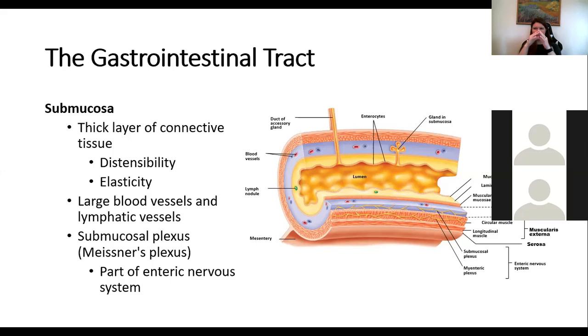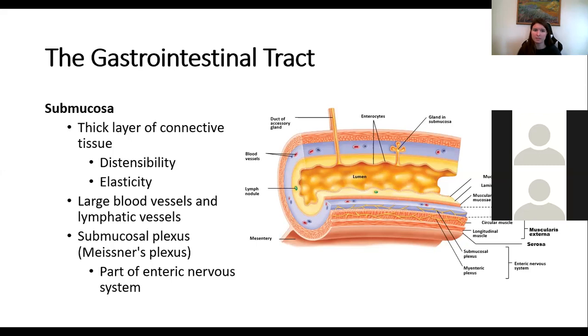So distending is just like pushing the shape out, right? Like you're able to push it and it distends. It also gives the GI tract elasticity. So the elasticity also helps it snap back into its collapsed form after you've processed a large meal. Okay, so all of these layers have multiple jobs, right? But that's the real main job of the submucosa.